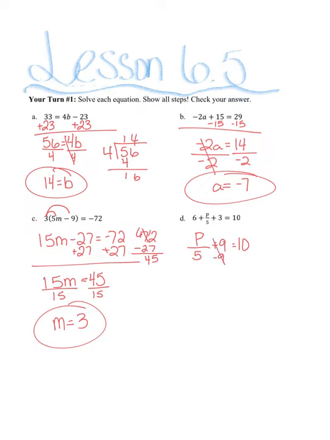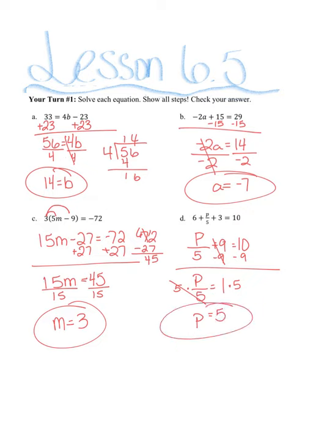I'm going to subtract 9, subtract 9. So p divided by 5 equals 1. And now the inverse of dividing by 5 is to multiply by 5. And I'm going to do that on both sides. And my solution for p is 5.